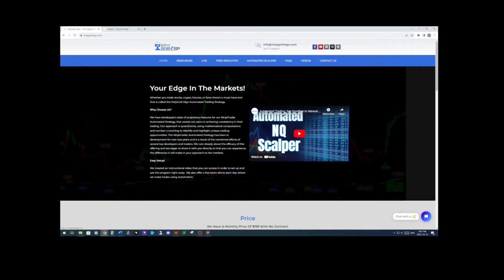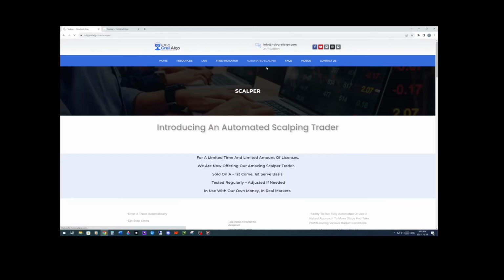So Holy Grail Algo, they started out as a group of traders who were developing the algorithm for their own use, and eventually they decided to share it with the public. I've been using Holy Grail Algo since May 2023 with their older strategies, but they have recently come out with the new scalper, is what they call them. So they use the 5-minute chart and the levels like I just showed you. And they also have an ES chart, but it's not as profitable. So we're going to take a look at that and the results.